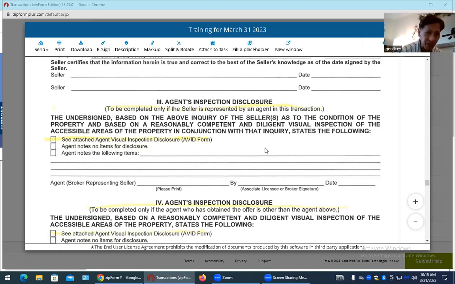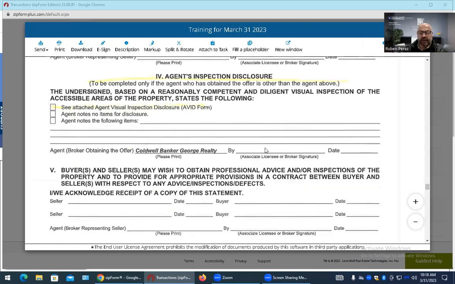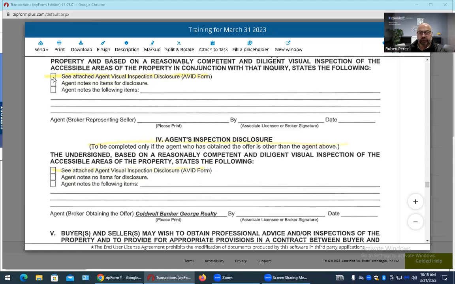Jeffrey, just to reiterate what you're asking, you can still do an AVID, but you just don't incorporate it with your TDS by checking that box. That's right. Got you. Thank you. Just make it separate from the TDS. Correct.